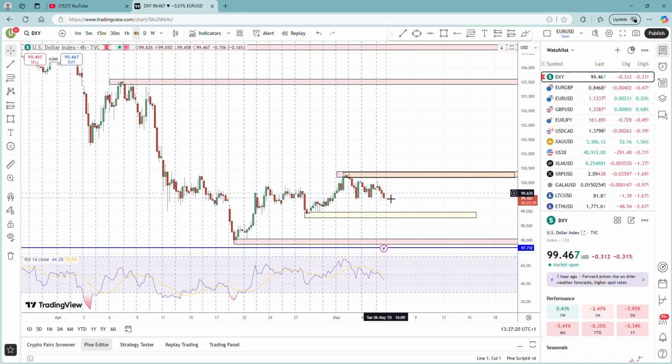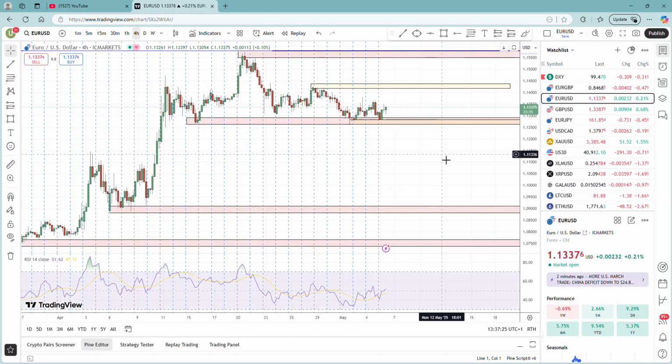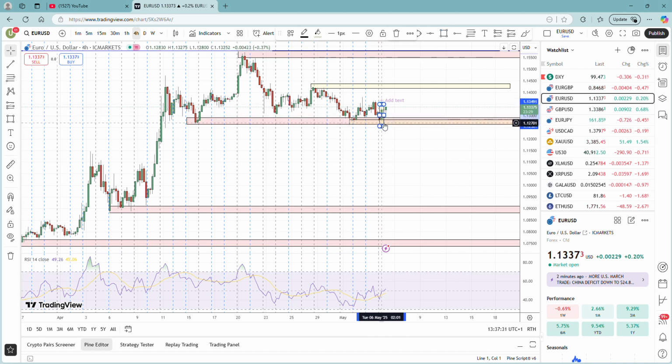Remember I said on the DXY, it's going down on a H4, which means on USD, EURUSD, it's going up on a H4. So this is a good entry to buy right now. To be fair, this morning would have been better, but this one's a good candlestick. So I've highlighted it, the candle that I'm interested in.